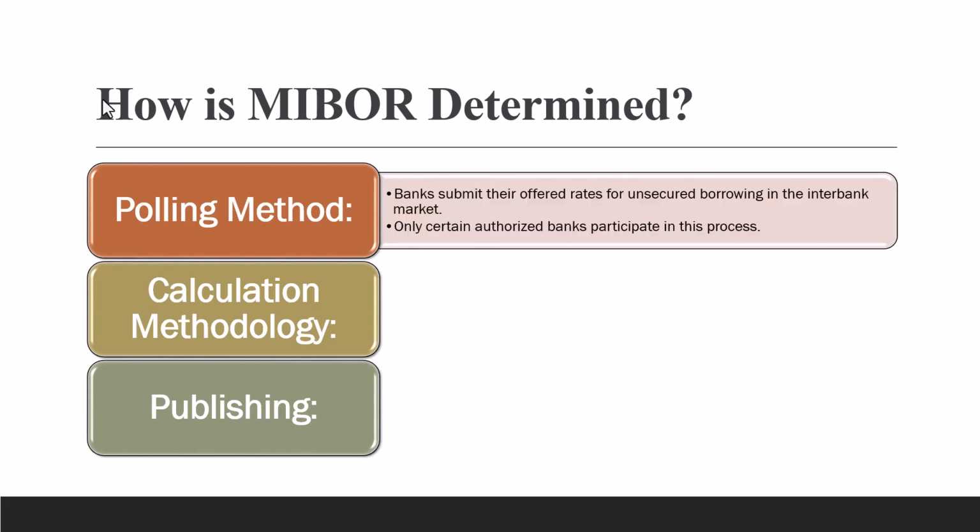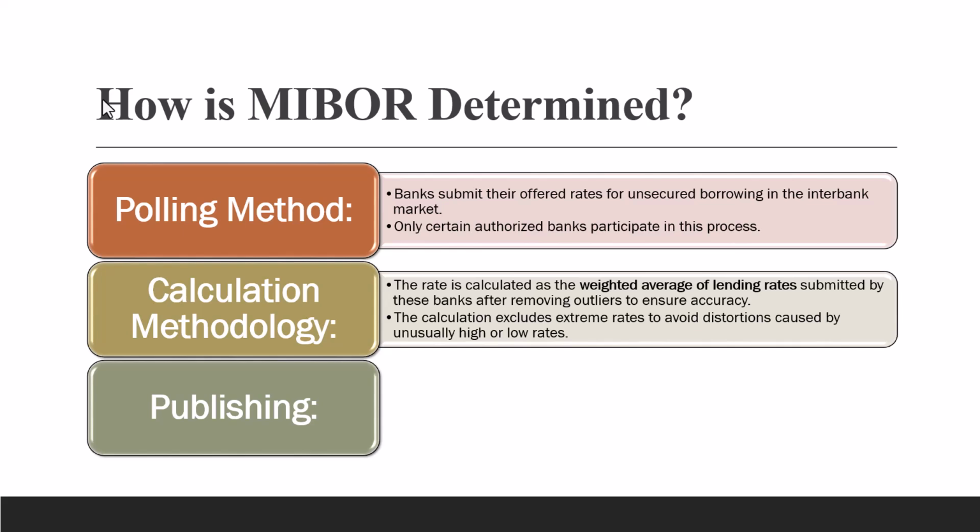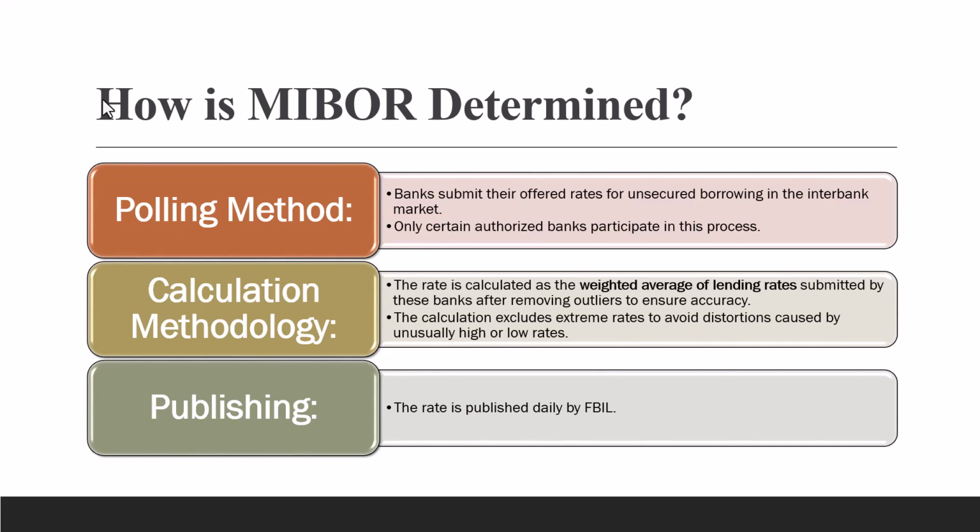So banks submit their offered rates for unsecured borrowing in the interbank market. Only certain authorized banks participate in this process. The rate is calculated as the weighted average of the lending rates submitted by these banks after removing the outliers. The calculation excludes the extreme rates. Publishing: the rate is published by FIBL now. Earlier, the National Stock Exchange was publishing. Now FIBL has taken over the job.